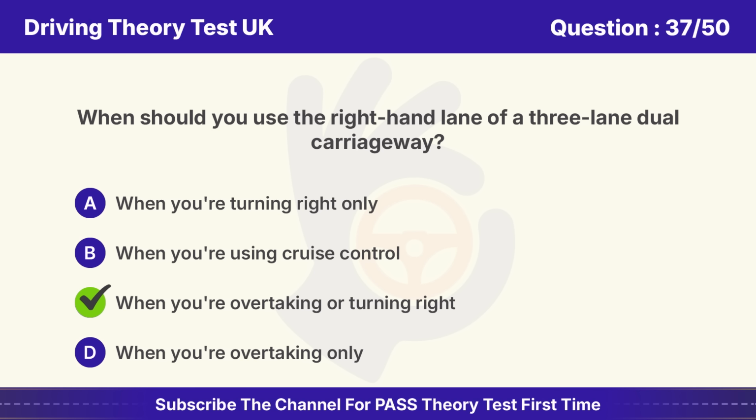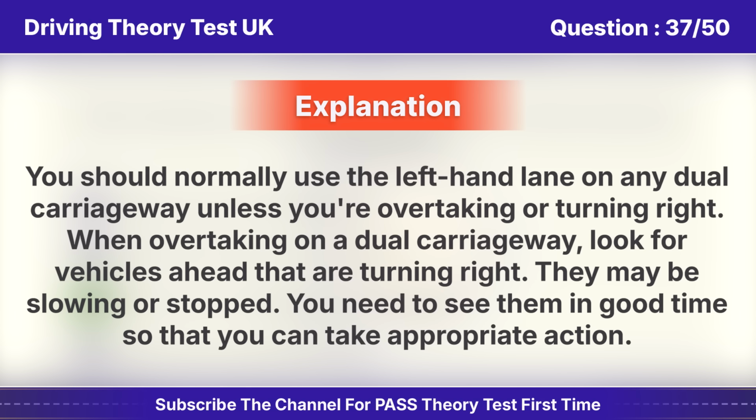Answer is C. When you're overtaking or turning right. You should normally use the left-hand lane on any dual carriageway unless you're overtaking or turning right. When overtaking on a dual carriageway, look for vehicles ahead that are turning right. They may be slowing or stopped. You need to see them in good time so that you can take appropriate action.